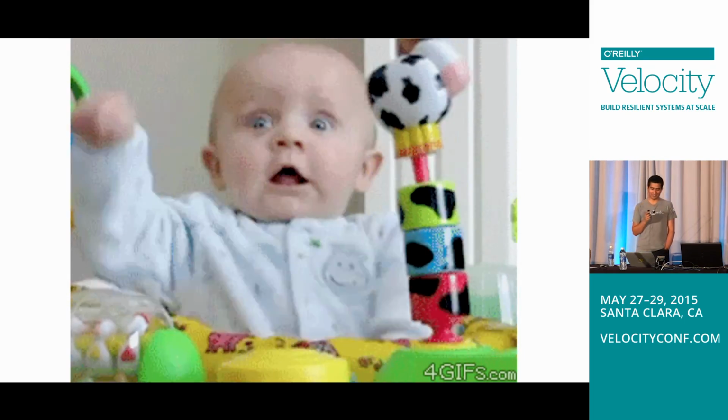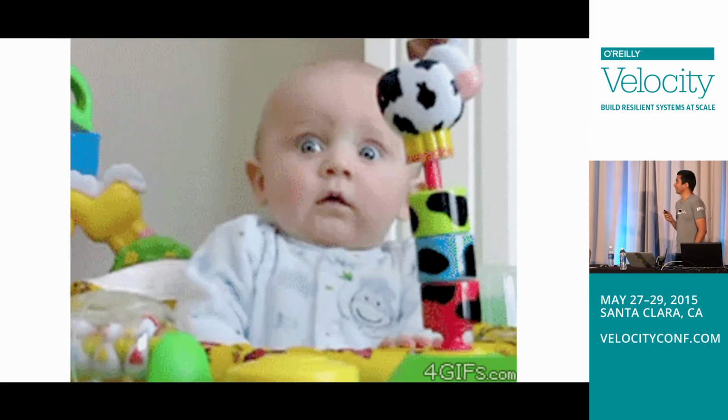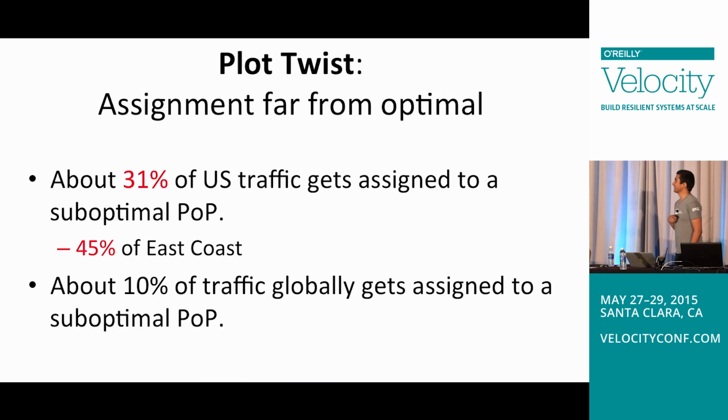What we found was not pleasant. What we found was that assignment was far from optimal. We found that almost 31% of US traffic was being assigned to a suboptimal POP. Specifically, almost half of the East Coast traffic was being assigned to our West Coast POP. Globally, the picture was not that bad. Only around 10% of traffic was getting assigned to a suboptimal POP, but that number is also pretty bad.